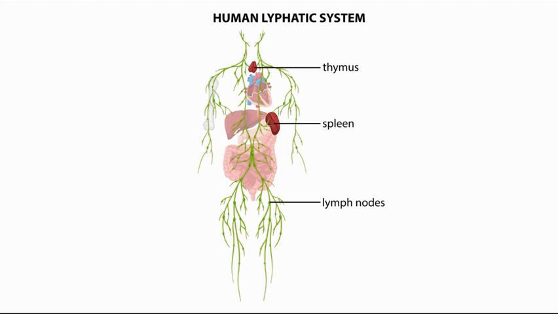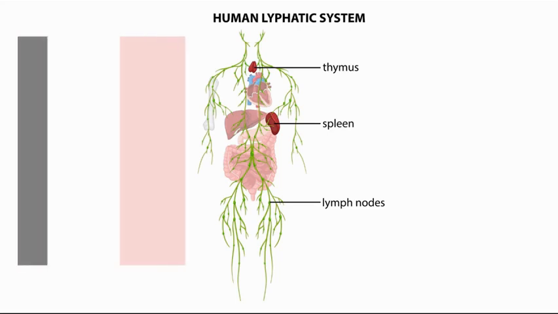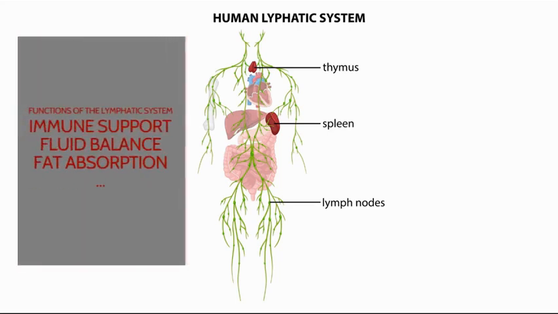So here we've got a picture of a couple of big pieces of the lymphatic system that we're going to talk about throughout this presentation, and I'll come back to this. But the lymphatic system has a few big functions. First of all, it's involved in immune support.